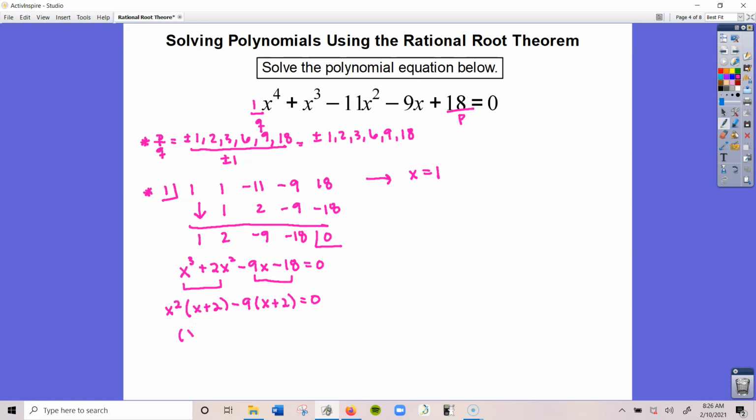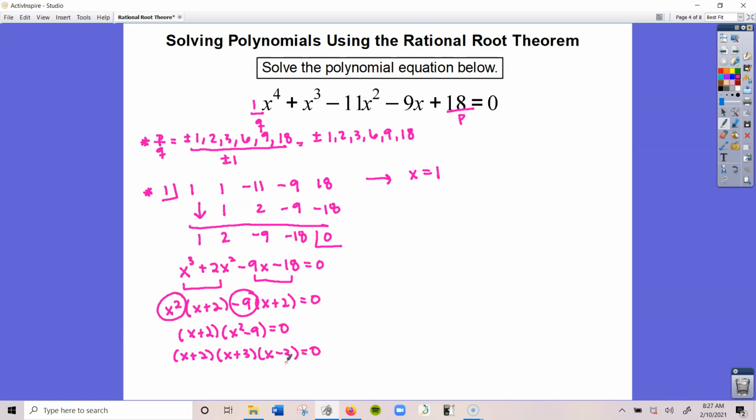So x plus 2 is one of my factors, and then x squared minus 9 is my other factor, which we can actually continue factoring, right? Because that's a difference of squares. So we have the x plus 2, and then this difference of squares is x plus 3, x minus 3. Since remember, when you're factoring a difference of squares, you square root the first term, square root the second term, make 1 plus and 1 minus.